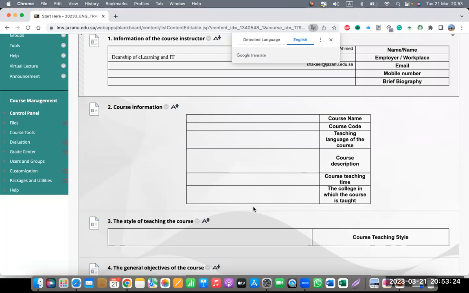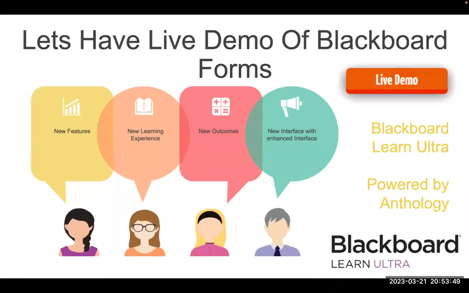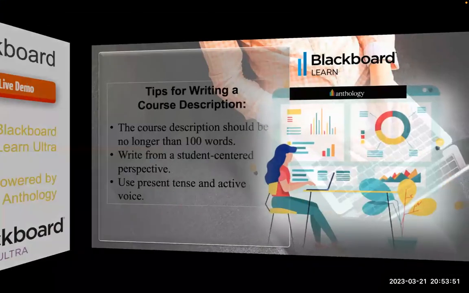So keep in your mind that course information means information on academic and recreational classes, including course name, course code, which teaching language you are gonna teach, and course description. The course description tab is really important, and there are some tips in front of me that I can show you, what kind of tips you have for the course description.